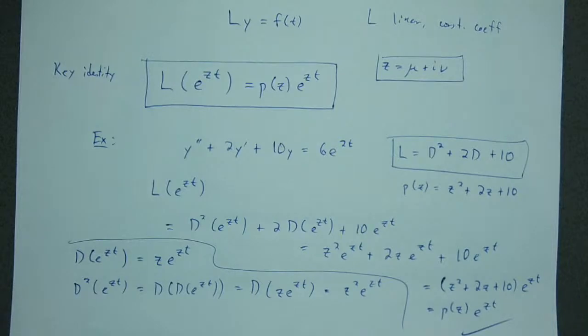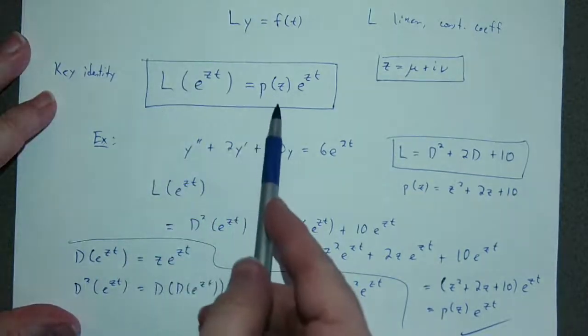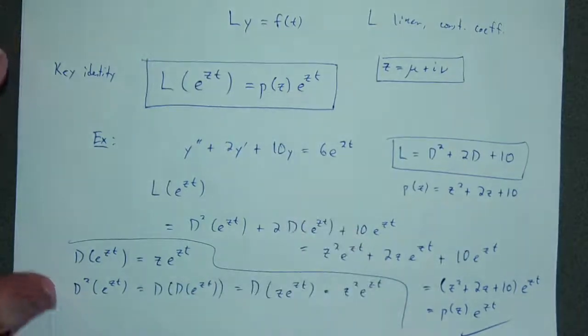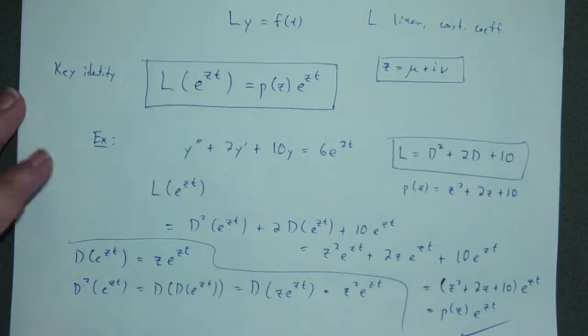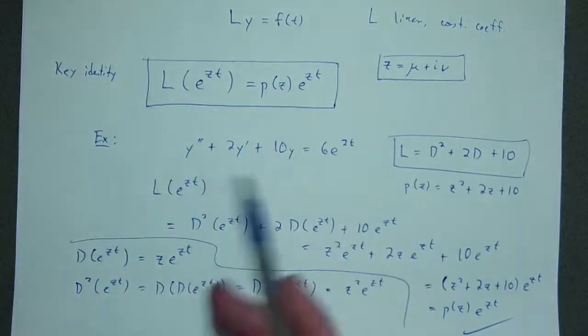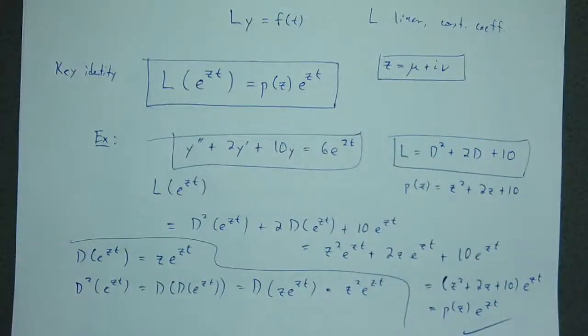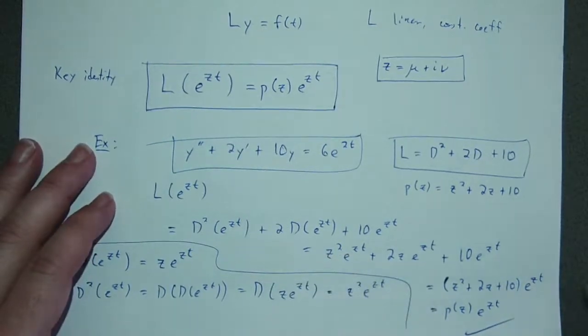So what's the deal here? What am I saying? What I'm saying is that you hit e to the zt with L, you get the characteristic polynomial of L times e to the zt. This is the key identity. And all the other things we call key identities are derived from this one. So here's an example of how this applies. But it turns out that this works regardless of what problem you're looking at. So long as L is linear constant coefficient, this works out exactly like this. All right. So this is the key identity.